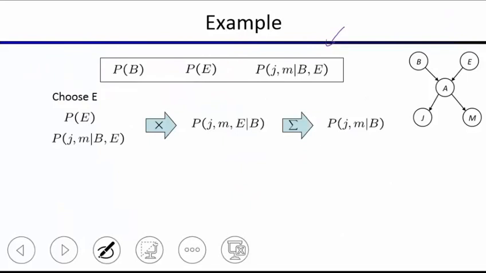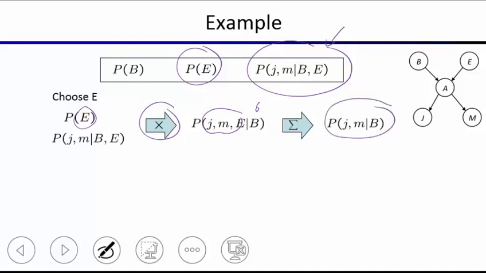Okay, moving on, starting from those three factors. Next, we're told to choose E. We take all factors that involve E, this one, join those together. If anything appears up front ever, it'll be up front here. So E appears up front here, J here, M here. So those three are up front. B never appears up front, so it stays in the back and appears over here. Then we sum out over E, and we get this factor over here.